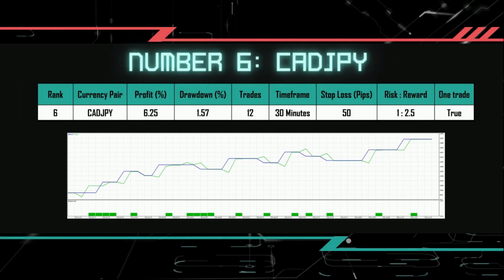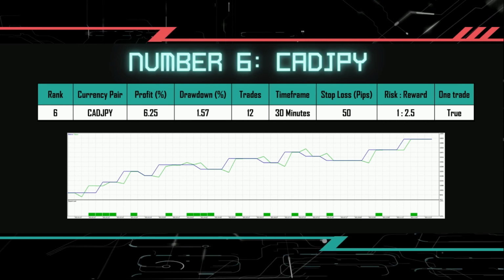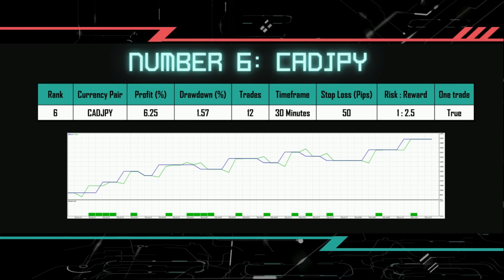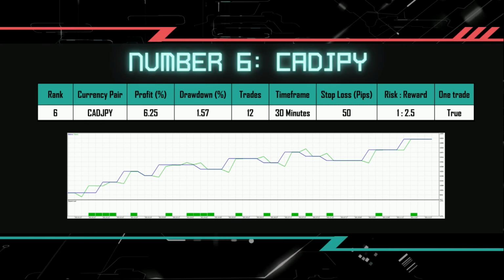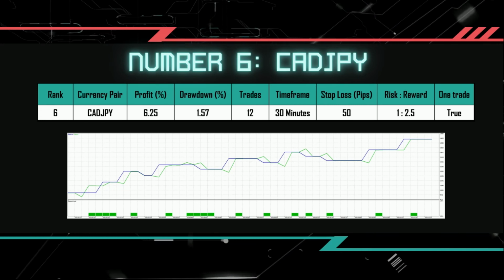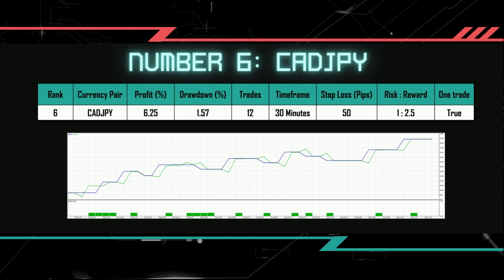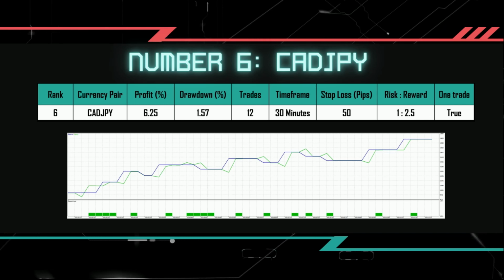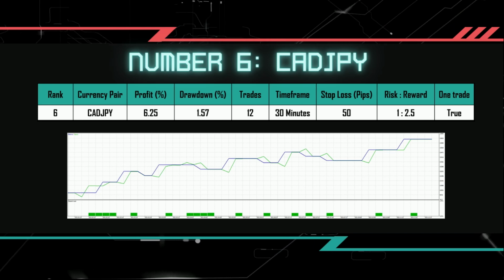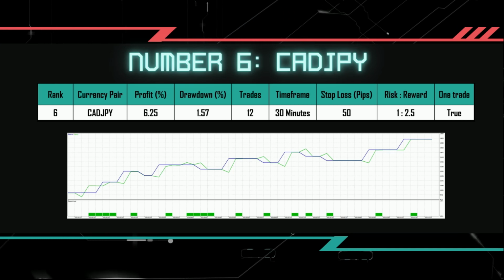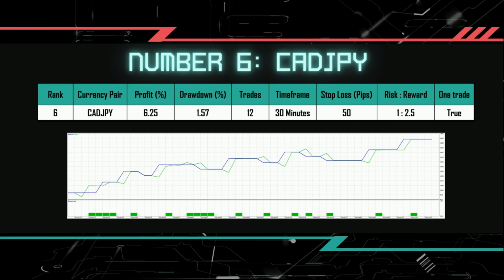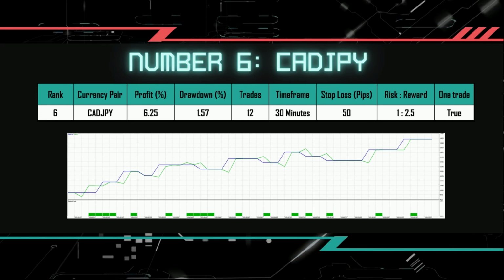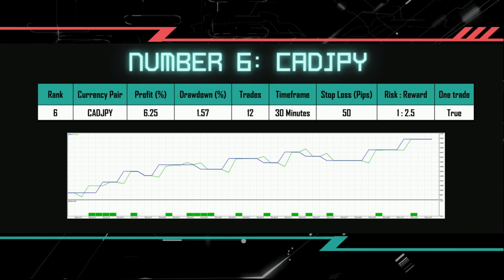We are halfway there. At number 6, we have the Canadian dollar and Japanese yen. It has a slightly higher profit percentage compared to the previous pair. The drawdown percentage is the second lowest among the top 10. The optimal settings for this pair are 30 minutes time frame, stop loss level at 50 pips, risk to reward ratio at 1:2.5, and to only trade one trade at a time. Overall, this pair also has a very nice smooth upwards equity curve.